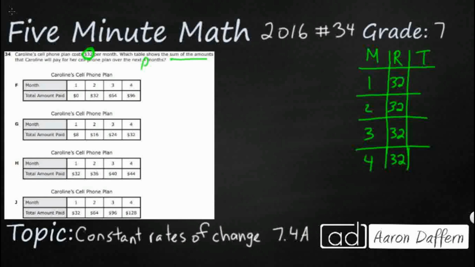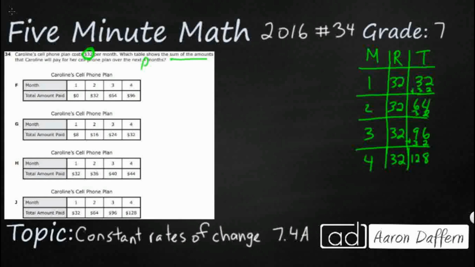So month 1, it's just the first month, we've paid $32. But if we take month 2, well, we already paid the first 32. Now we're going to add another 32, and that is going to be 64. Month 3, we're going to add another 32, so our total is going to jump up to 96. And then on month 4, we're going to add another 32. We are going to have to regroup. It's going to be 128.